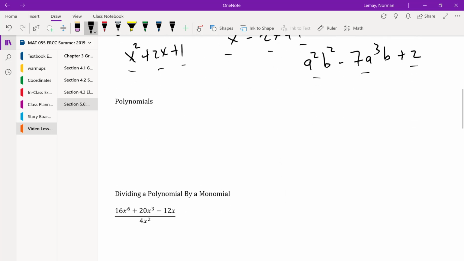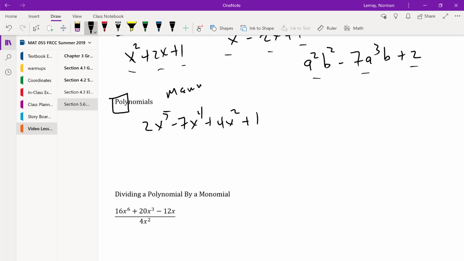And in general, when there's more than 3 terms, we just call these things polynomials. So again, we can have something like 2x to the fifth minus 7x to the fourth plus 4x cubed plus 1. There's an example of a polynomial. Okay, so just poly meaning many. So it's this word here, poly meaning many terms.